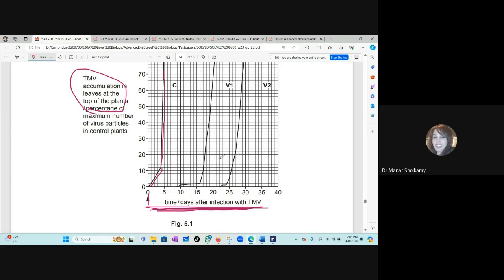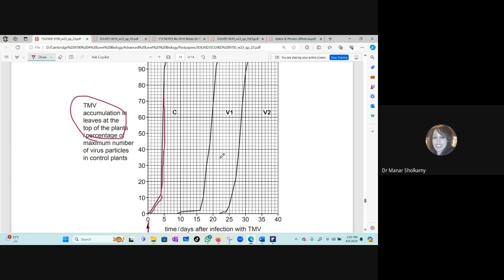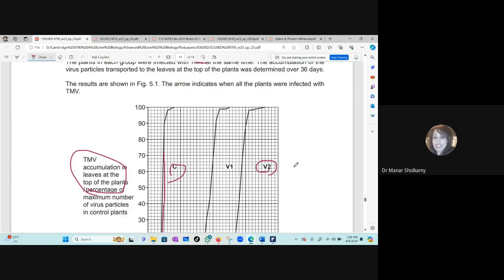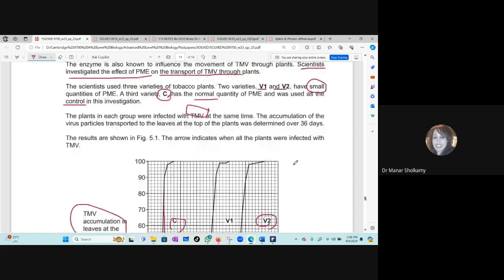Why, my dear? Which one took the shortest time? V1 started at day 9 or day 7. The increase in the virus started to accumulate at day 7. In the control, the virus started to accumulate from the first minute. V2 took the longest time. So V2 took the longest time for the virus to start to accumulate.